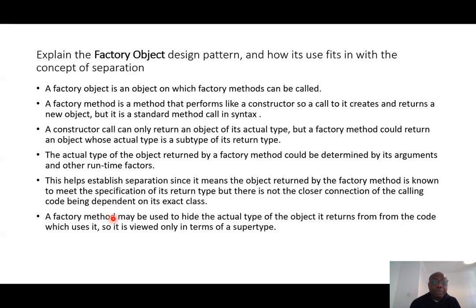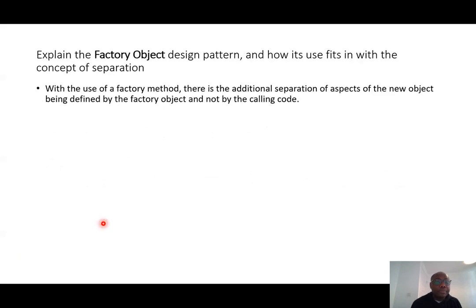A factory method may be used to hide the actual type of the object it returns from the code which uses it, so it is viewed only in terms of a supertype. So you can see that you can hide the return type, unlike a constructor, which has to return its actual type. You can actually hide it and return its subtype or its supertype.